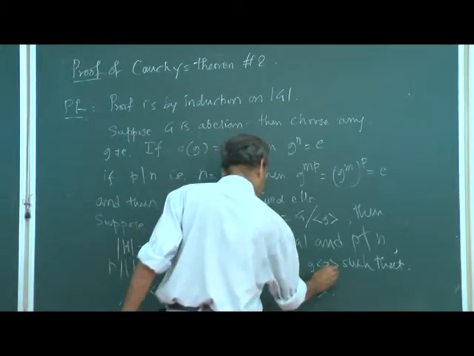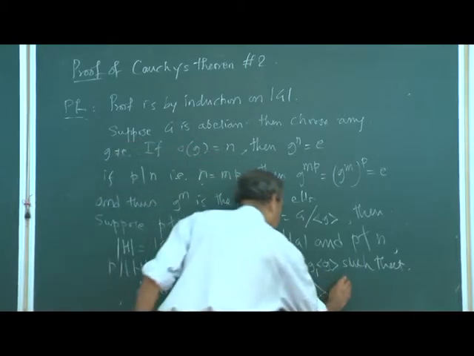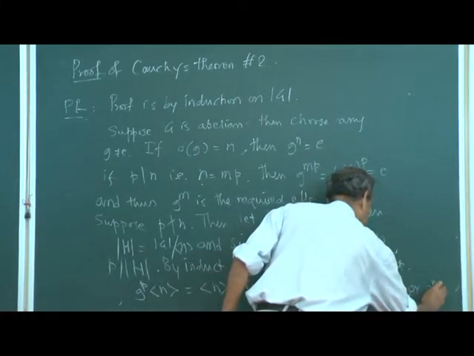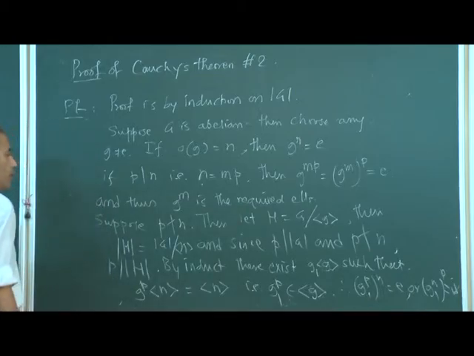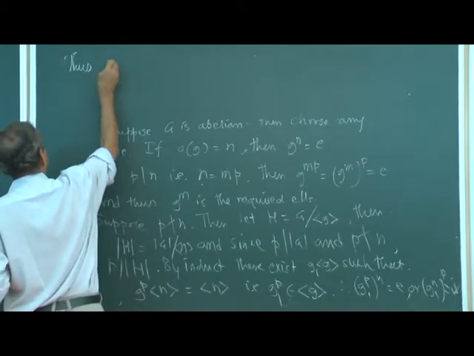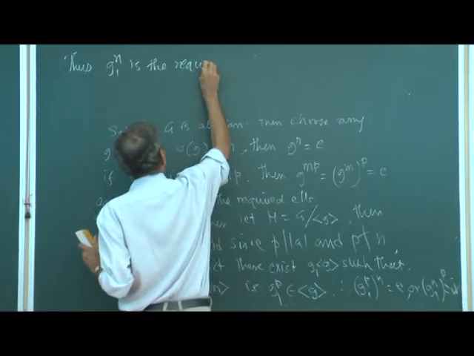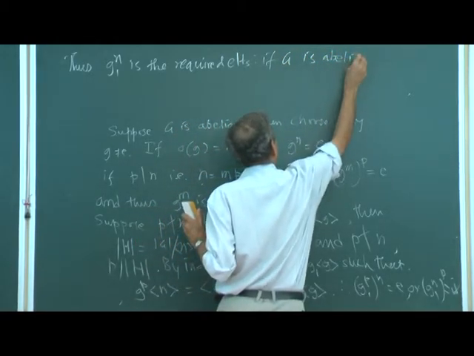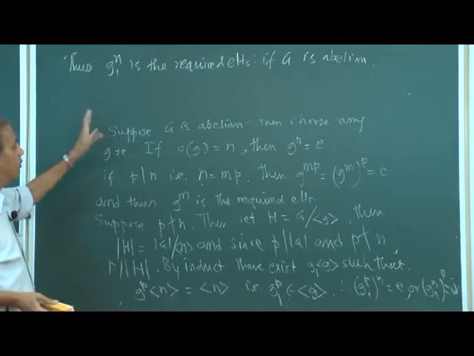This should be "there exists," so I should change this to G1. Let me call this G1, and therefore G1 raised to P raised to N is equal to identity, or G1 raised to N raised to P is identity. And thus, G1 raised to N is the required element if G is abelian. Abelian means every element commutes with every other element. So we have proved this Cauchy's theorem in case G is abelian.